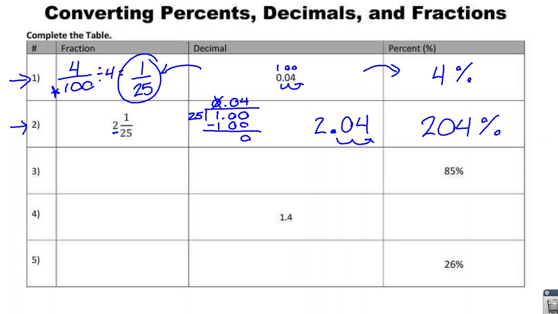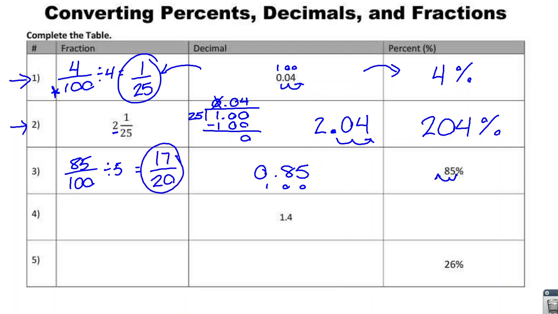So go ahead, do row 3, row 4, and row 5. Unpause the video when you're ready to check. Okay, so percent to decimal, write in the decimal point for this one, move it 2 to the left, so it's 0.85. And then that'll be 85 over 100 as the fraction. Ends in 5 and 0, so I can divide by 5. And you should get 17 over 20.